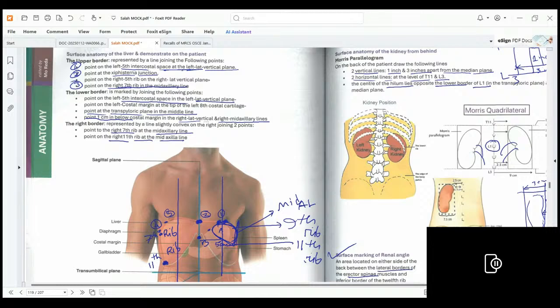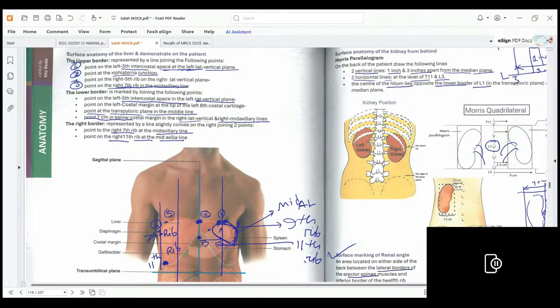Second point at the xipho-sternum. Third point in the right fifth rib at the mid-clavicular line. Fourth point in the mid-axillary line, at the seventh rib. Seventh rib in the mid-axillary line. You can draw it here like the mid-axillary line. Seventh rib, upper border finished, easy.